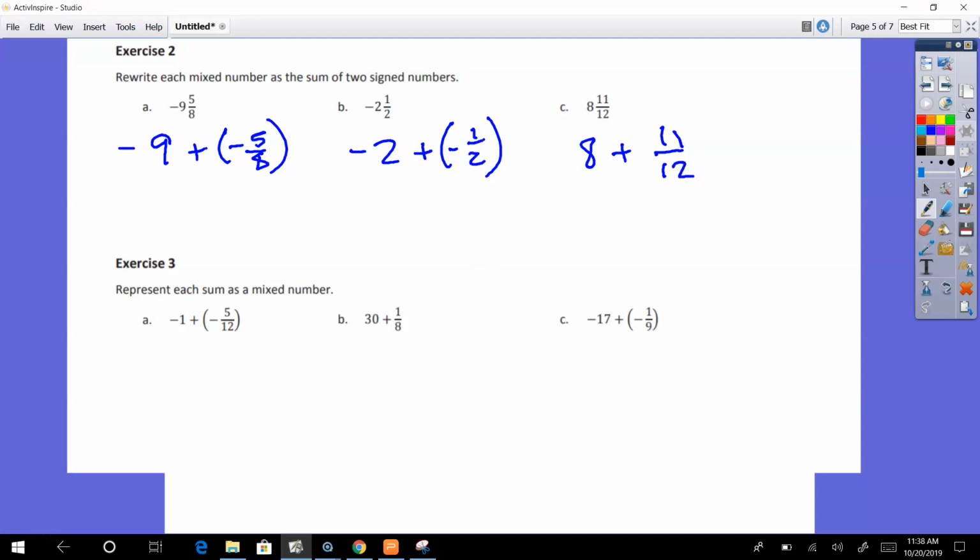In exercise 3, represent each sum as a mixed number. So now you're taking your answers in example 2, and you're going back to what it was originally. So go ahead, pause the video, and take a minute to do that. Okay, so on the first one, you should have had negative 1 and 5/12, B 30 and 1/8, and C negative 17, whoops, and 1/9.